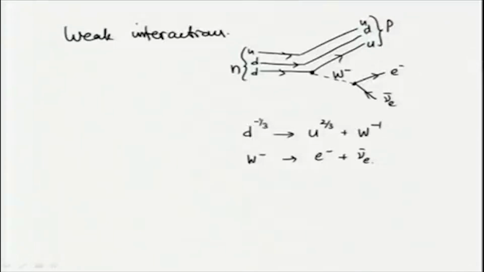There are 2 currents associated with this, one associated with the conversion of d to u and production of W, and this W then decays to e minus and nu bar. So, W minus is the weak gauge boson. We can look at other processes.